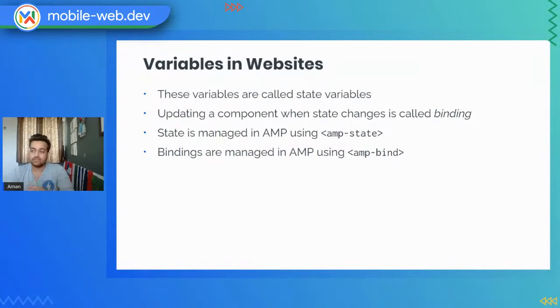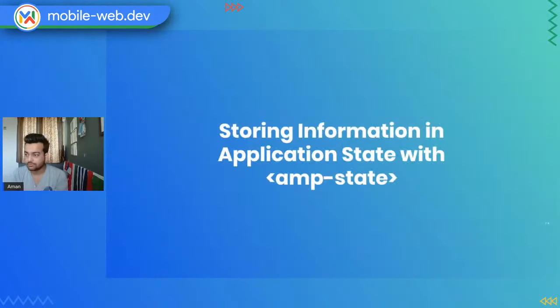And then the second thing is binding. With this state, how the component changes, this effect is called binding. For example, if I click this button, the red light grows. This way of this action happening is binding. AMP uses two things, amp state and amp binding, which we will learn in this session, and which help us to manipulate and create dynamic websites.